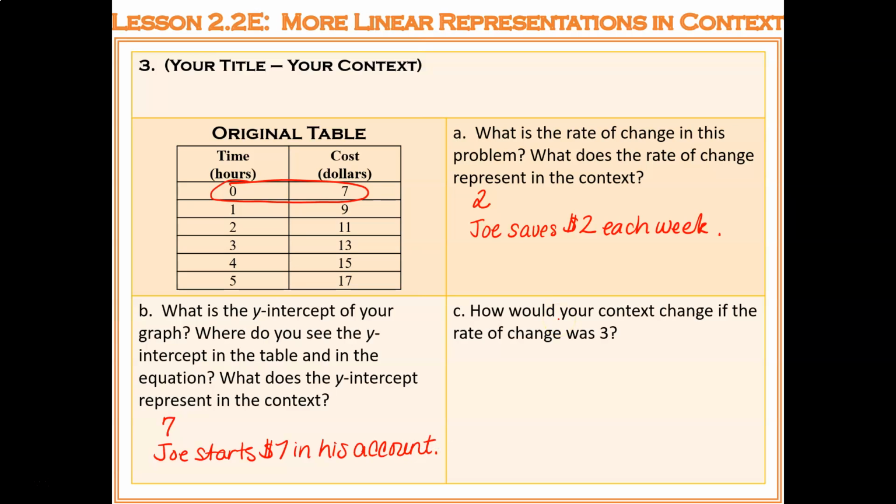How would you change the context if the rate was 3? Well, that would mean instead of saving $2 a week, Joe would be saving $3 a week.